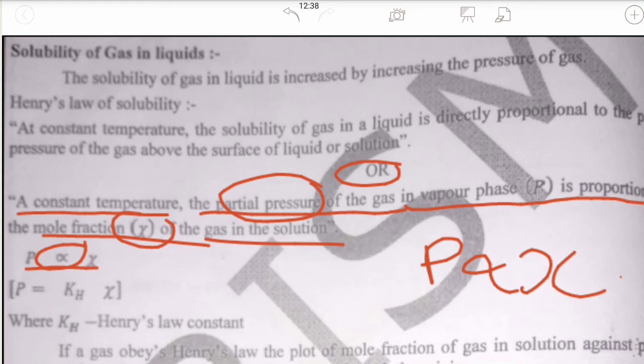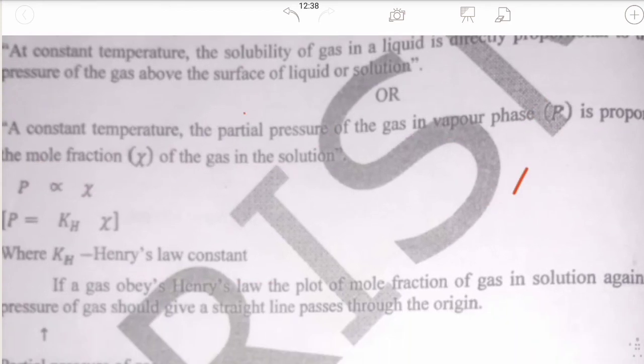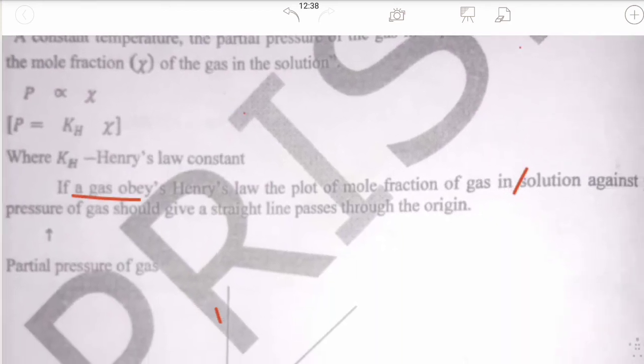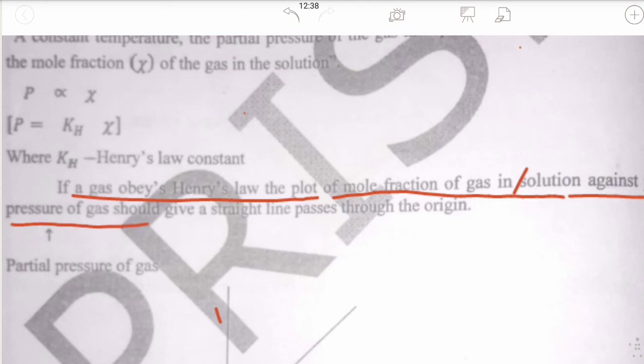When we remove this proportionality sign, we get the constant KH. KH is Henry's law constant. P is equal to KH times X. KH is Henry's law constant. If a gas obeys Henry's law, the plot of the mole fraction of a gas in a solution against the partial pressure of the gas should give a straight line.